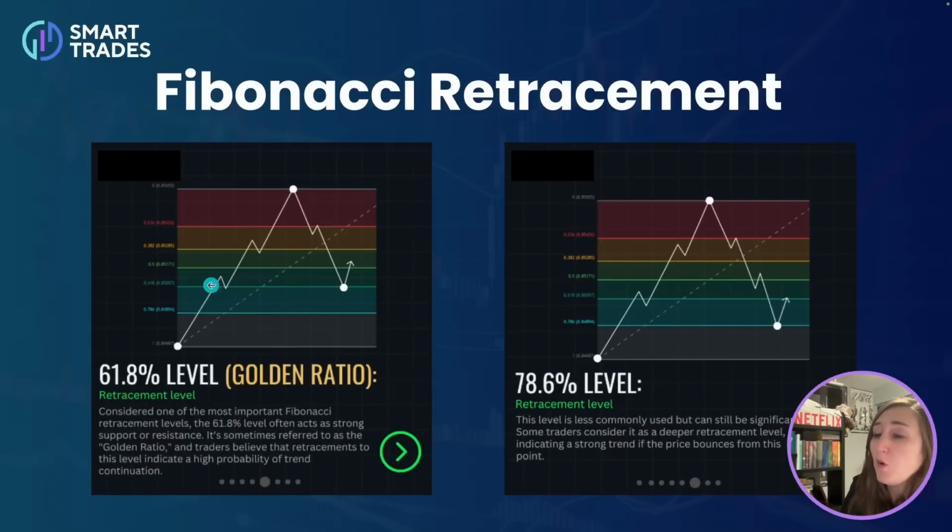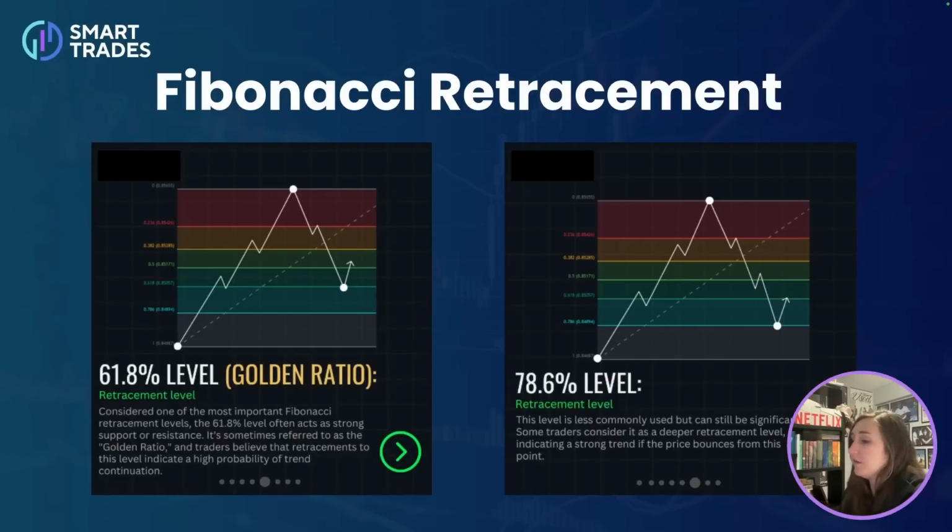The 61.8 level is also known as the golden ratio, and the 0.5 and the 0.618 levels are also known as the golden pocket. So these are great entries for a trend continuation. This is a retracement level, so it's considered one of the most important Fibonacci retracement levels. The 61.8 level often acts as strong support or resistance. Traders believe that a retracement to this level indicates a high probability of trend continuation. So this is why we usually look for entries in the 0.5 or 0.618 spot to get the most profit out of a trade.